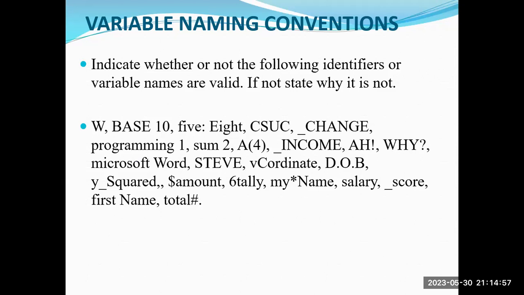Okay, we'll group all the valid ones under appropriate and inappropriate. So is it valid or invalid? Why? Because it contains only alphabets. Contains only alphabets. Okay, that's very good. Thank you very much.